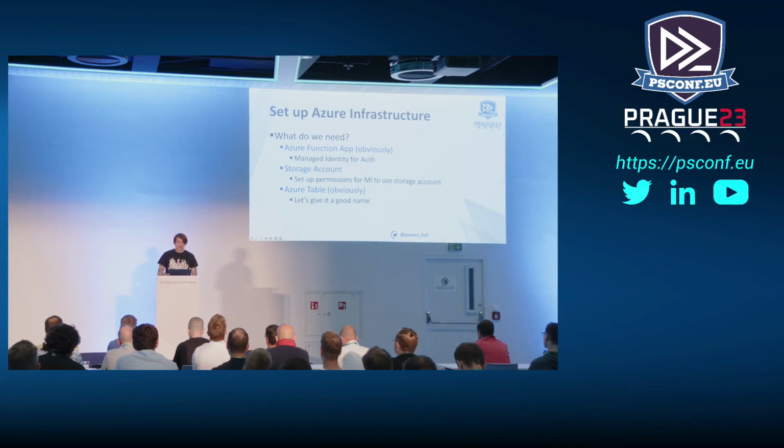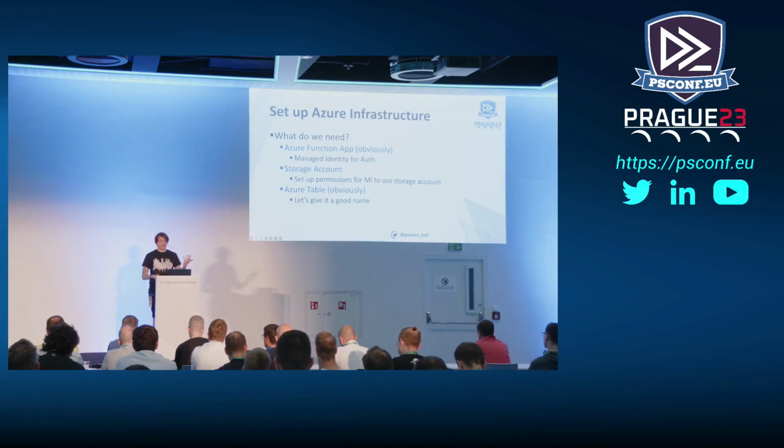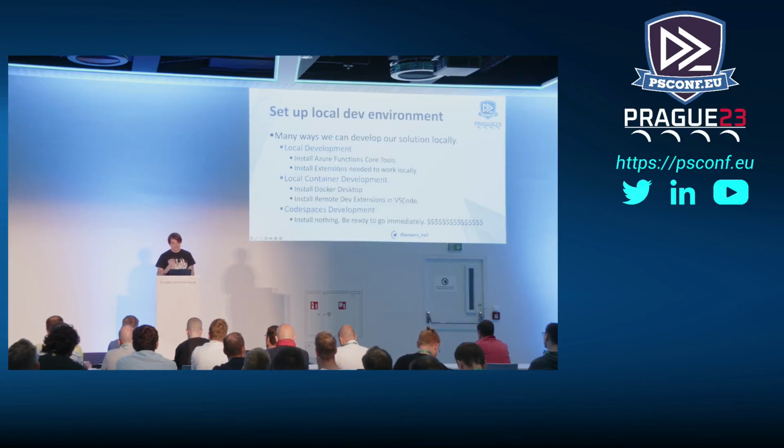Okay, so we're going to set up the permissions in the storage account so that we can use the managed identity. The function app can look into the storage account and actually do things without us having a credential there. And then the Azure table, obviously, we need to give it a name. It's a to-do app. What do we want to call it?